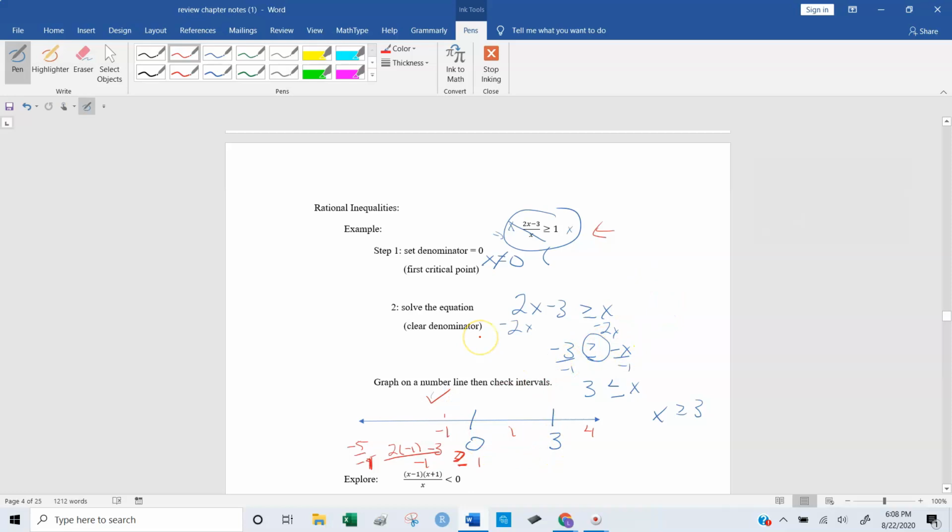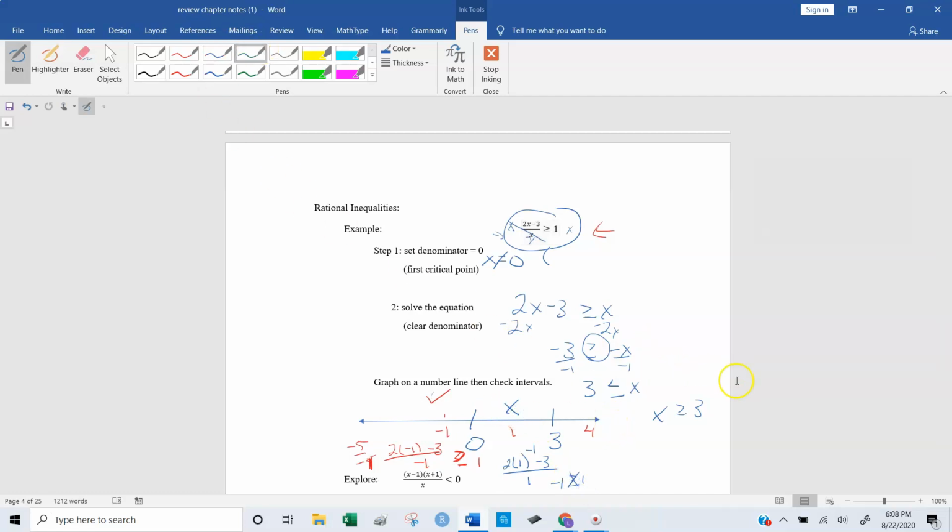Let's do this again. So now we're plugging it into our original equation again. So we're going to plug in 1 up here. So I'm going to take 2 times 1 minus 3 all over 1. So 2 minus 3, that's a -1. -1 divided by 1 is -1. Is -1 greater than or equal to 1? Well, that's absolutely not true. So this section does not work.